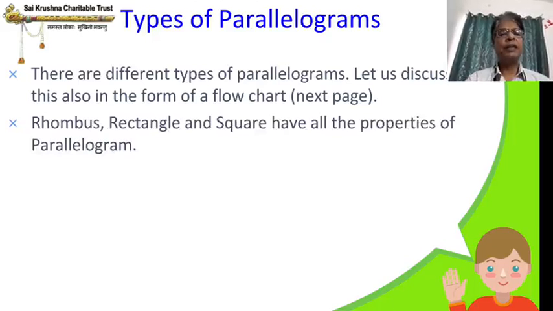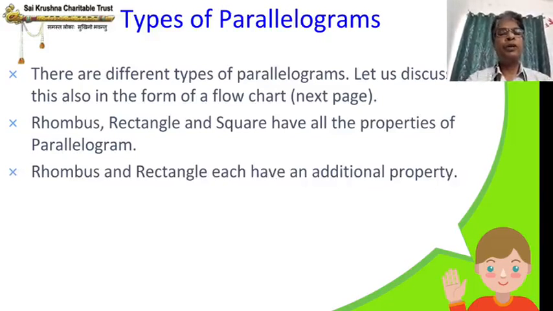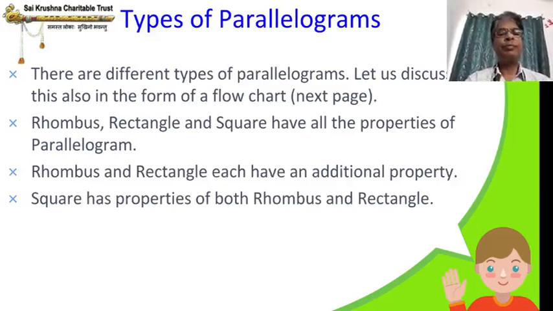Rhombus, rectangle and square have all the properties of parallelogram. These are the three types of parallelogram we are going to see in the next page, but all three have all the properties of parallelogram. Rhombus and rectangle each have an additional property. What property? We will see in the next page.